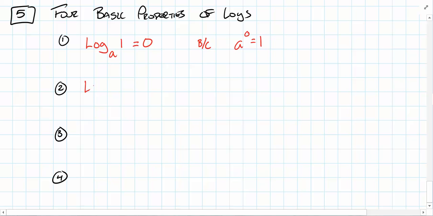What about log base A of A? What would that have to be? What if my bases are the same? Log base A of A. What do you think? A to the what power would give you right back an A? 1. Very good. Because A to the first power gives me back A.